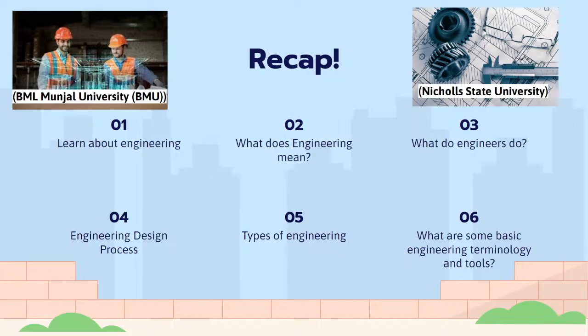Then we talked about the types of engineering. Repeat after me. Mechanical engineering. Civil engineering. Systems engineering. So we talked about those different types of engineering.